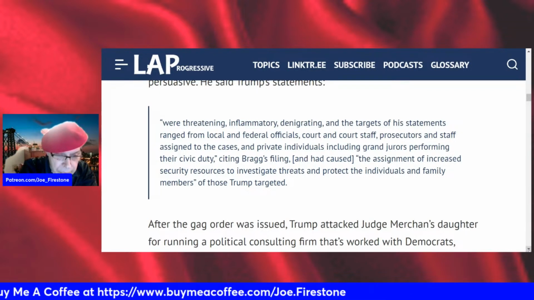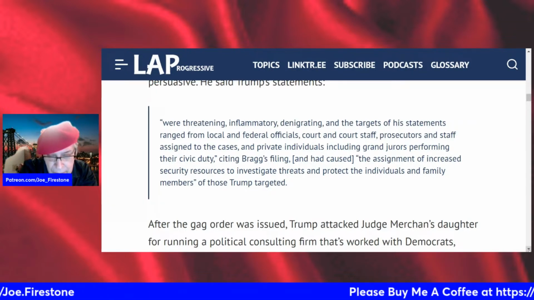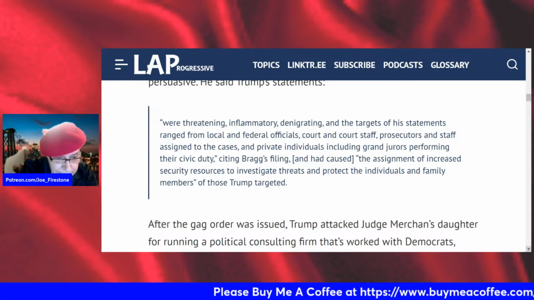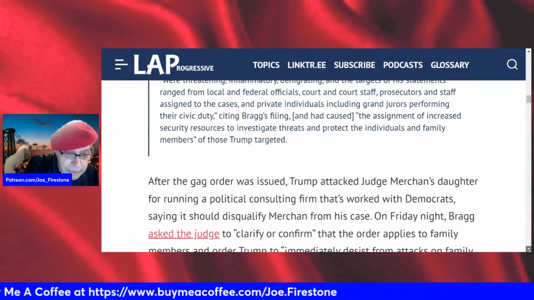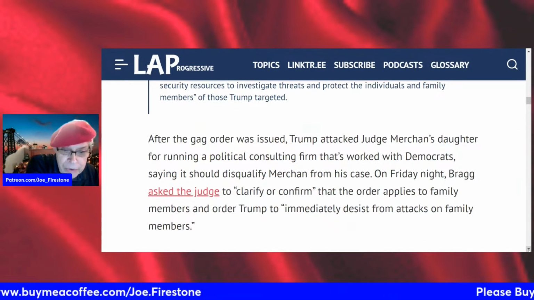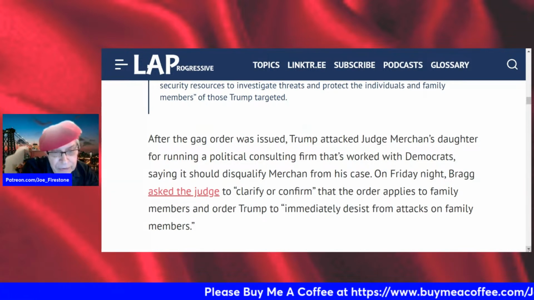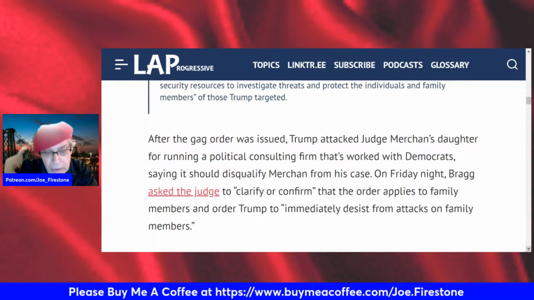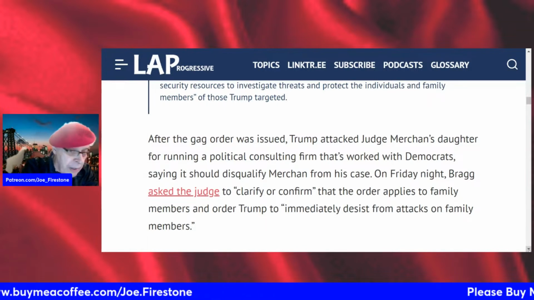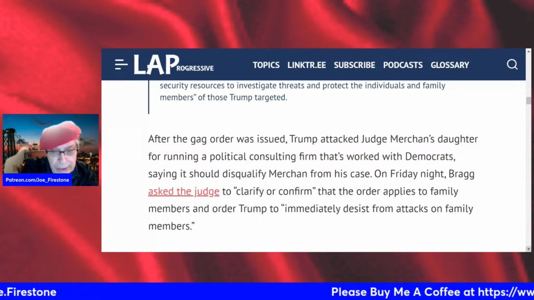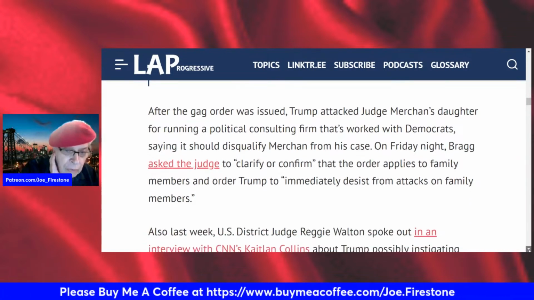of those Trump targeted. After the gag order was issued, Trump attacked Judge Merchan's daughter for running a political consulting firm that's worked with Democrats, saying it should disqualify Merchan from his case. On Friday night, Bragg asked the judge to, quote, clarify or confirm, unquote, that the order applies to family members and ordered Trump to, quote, immediately desist from attacks on family members, unquote.